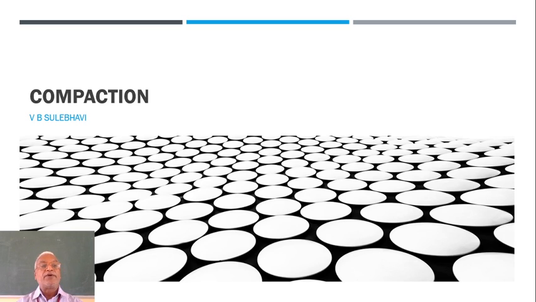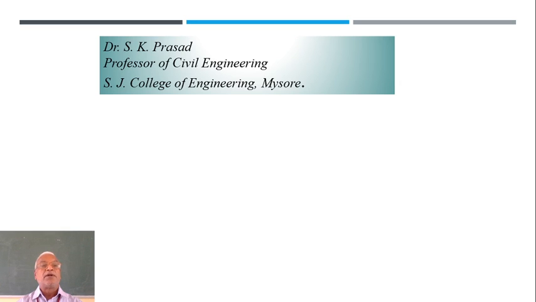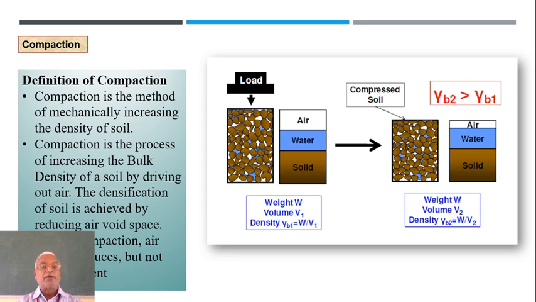Okay, we'll straight away go. What is compaction? And here I'm making use of the e-notes of VTU given by S.K. Prasad, Professor of Civil Engineering, S.J. College of Mysore. Okay, it's his notes, most of it I am using for explanation. Now, definition. What is meant by compaction? It is simple. Compaction is the method of mechanically increasing the density of soil.